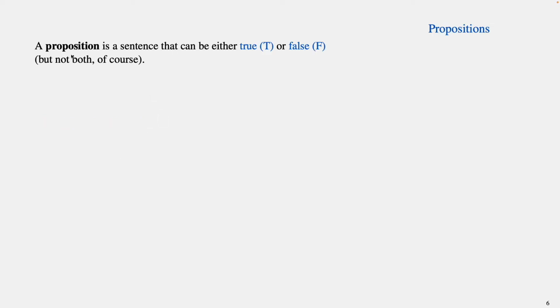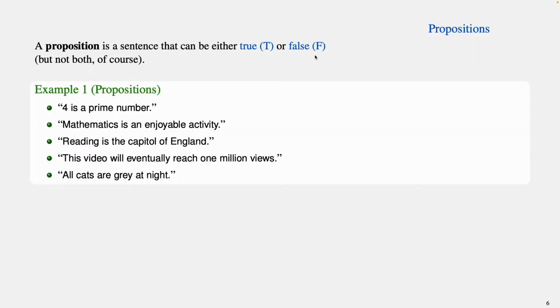We begin with propositions and truth. A proposition is merely a sentence that can be either true or false, but of course it cannot be both at the same time. Here are some simple examples of propositions. First one, 4 is a prime number. Second one, mathematics is an enjoyable activity. Reading is the capital of England. This video will eventually reach 1 million views, and all cats are grey at night.